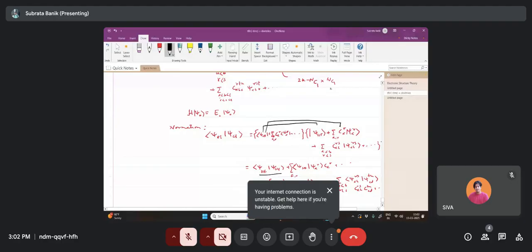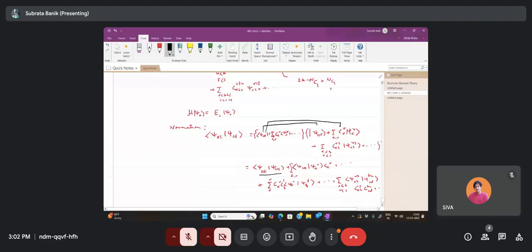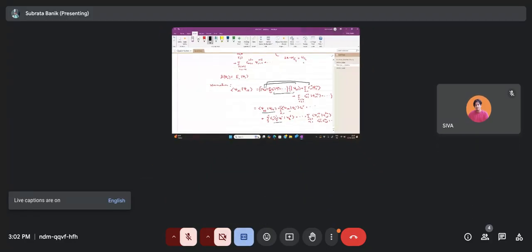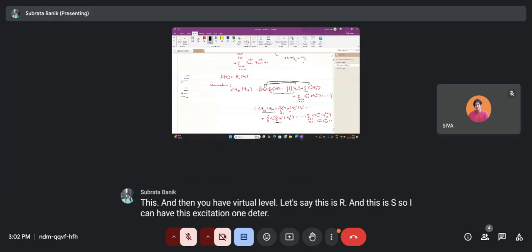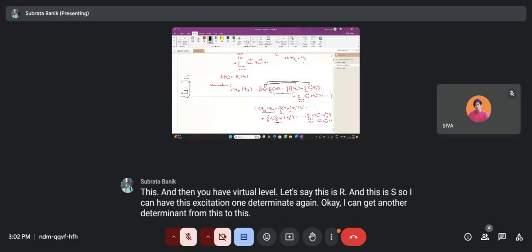If we take this, I get one term which will be the conjugate of this. It will give another term which will look like this: one side AR, another side let's call it BS, to say that they can be different. A can be different from B, and R can be different from S. What I mean is that if I have the occupied levels like this and then the virtual levels, let's say this is R and this is S, I can have this excitation, one determinant. I can get another determinant from this to this.